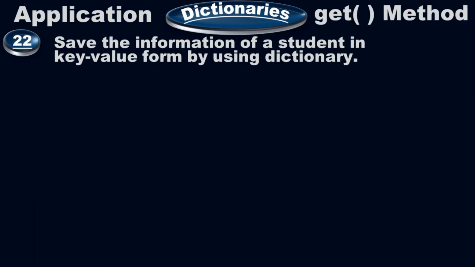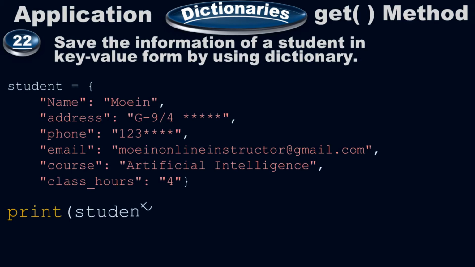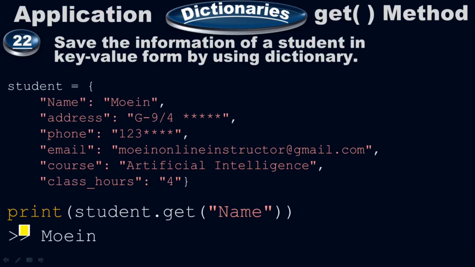Now let's use the get method, the get function. Let me try the get function here. If you take the print of student.get of name, it will return exactly the same output. Last time we had only print of student of name inside the brackets. If you take the print of student.get of name inside the brackets, it will return Moein.